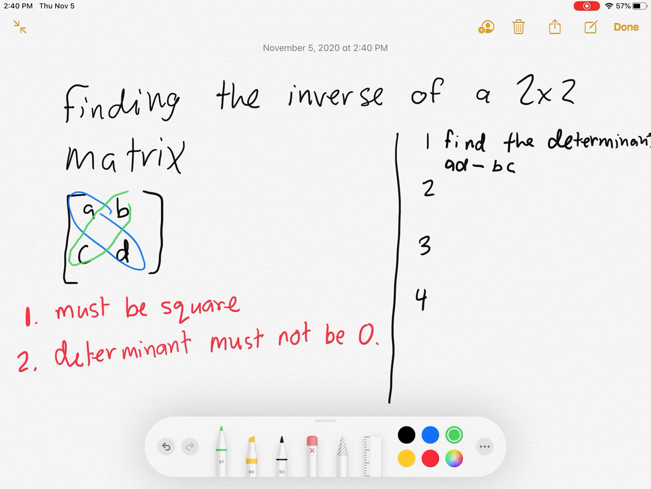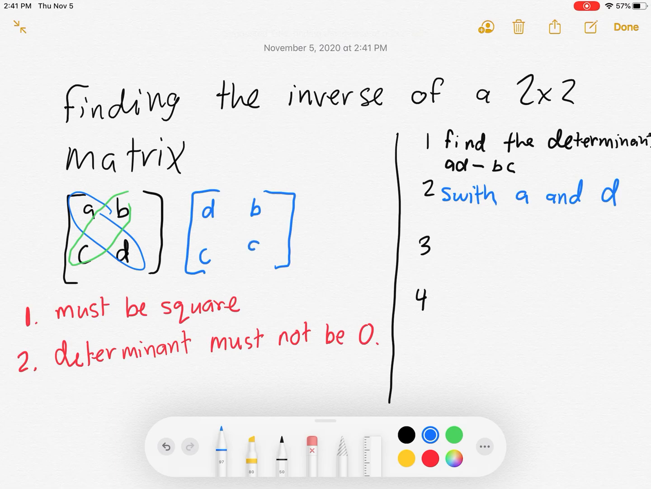The next thing you've got to do is switch A and D. So in our new matrix, B and C stay the same for now, but we switch the positions of D and A. That's all you have to do with them. You don't have to switch the signs or anything. Just physically write them in the other spot.